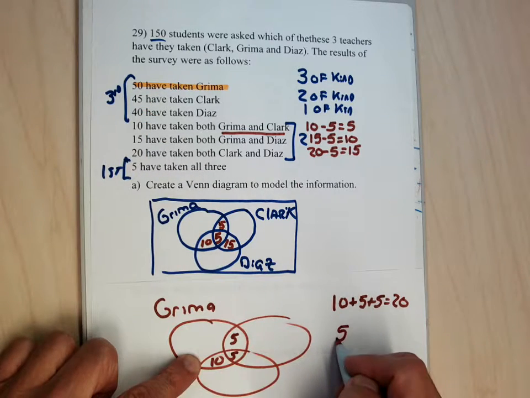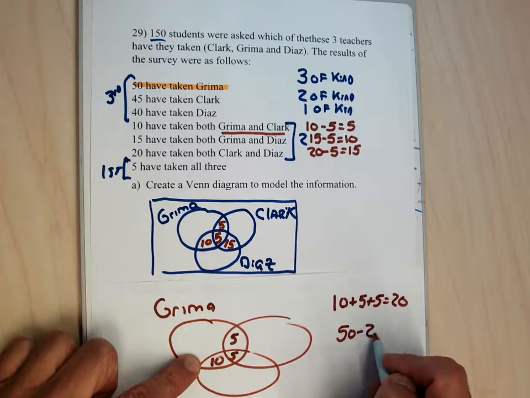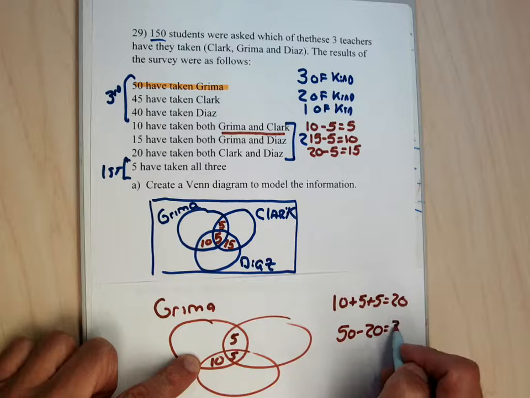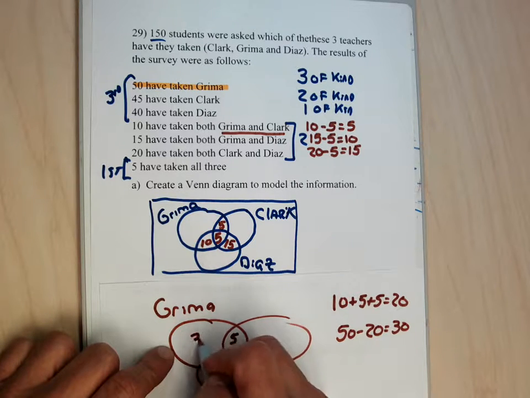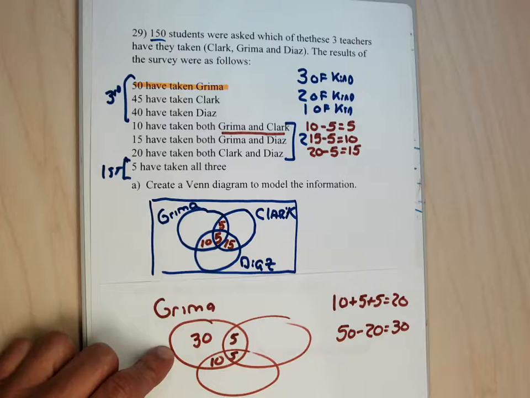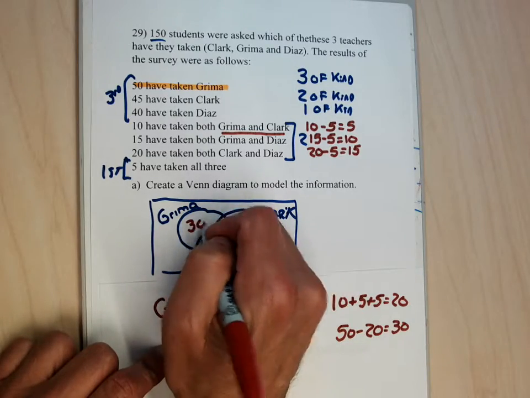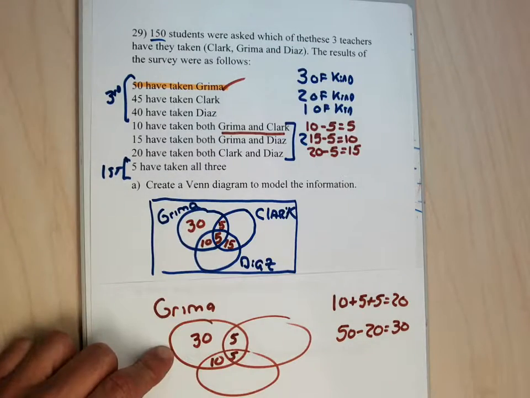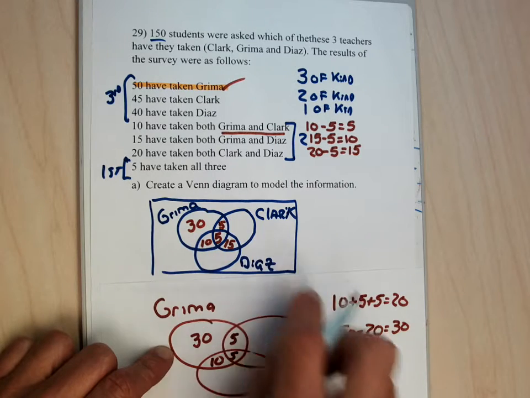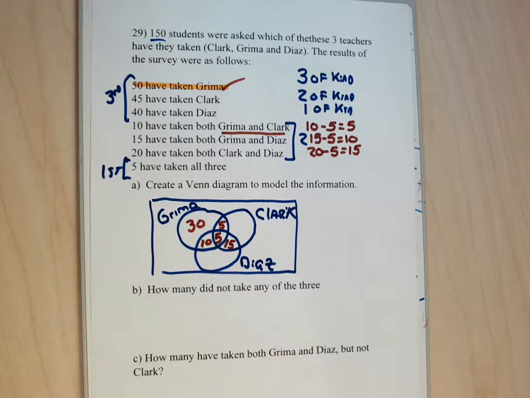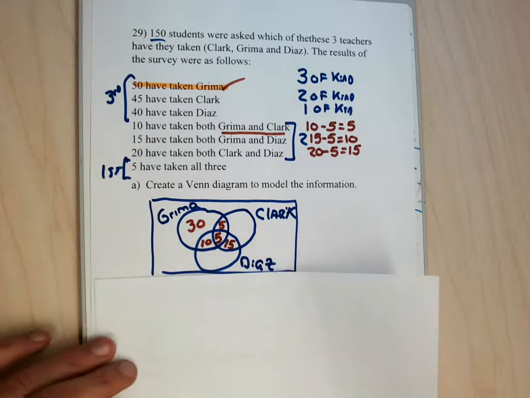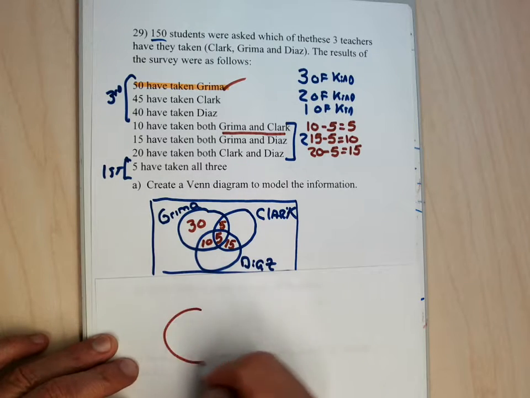The difference between the 50 students that said that they took Grimm and the 20 that are already in the Grimm circle is going to be the rest of the Grimm circle. So in that region there, I use that one of a kind. Now I'm going to do the same thing for the Clark circle. I'm looking at this to fill in that portion right there.